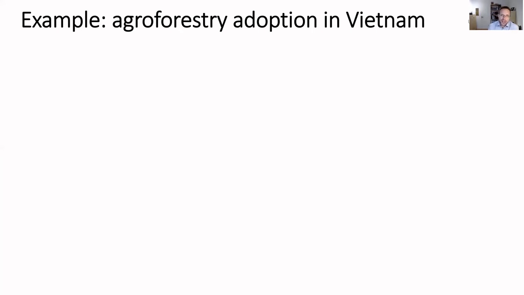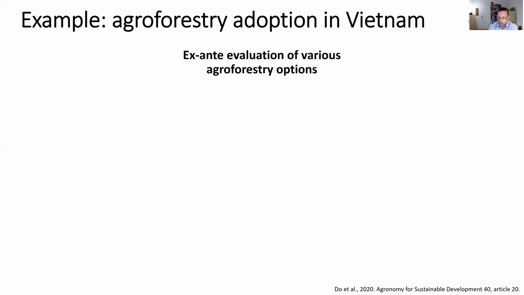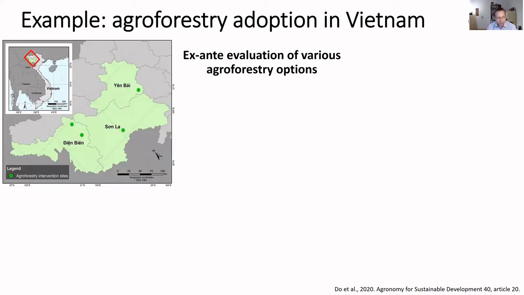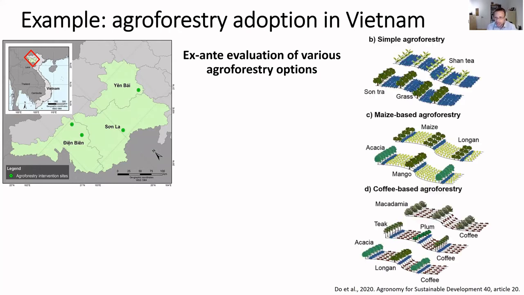So what does this look like in practice? I have a few examples for you here from our recent work. The first one is on agroforestry adoption in Vietnam. We had Hoa Do, who was in the ARTS program, who wrote a paper from a master's thesis on an ex-ante evaluation of various agroforestry options. This is where the study was located, northern Vietnam. There's a project going on there currently by the World Agroforestry Center, where I used to work before I joined the university here.